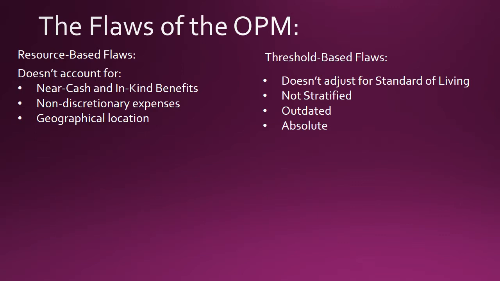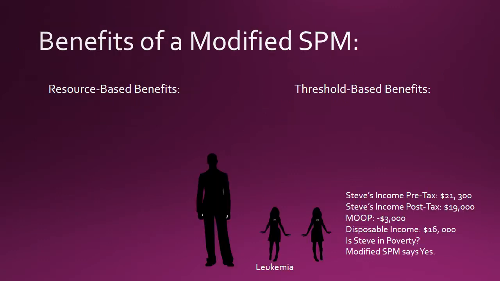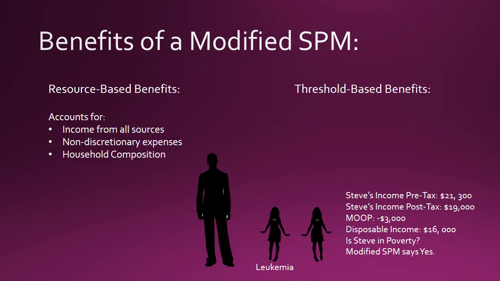In response to this, we've decided this modified SPM, or supplemental poverty measurement, corrects most of the flaws of the OPM. Firstly, the SPM looks at income from all sources, from in-kind to near cash, that go into satisfying the food, clothing, shelter, and utility needs. The non-discretionary expenses that ultimately subtract from an income, such as taxes, child support, and medical out-of-pocket expenses, like Lisa's leukemia treatment, also go into the SPM measure.